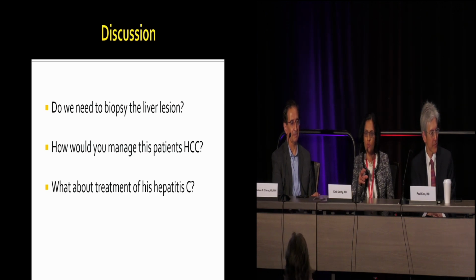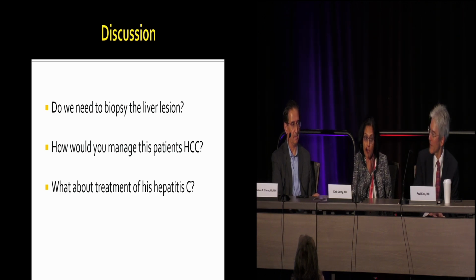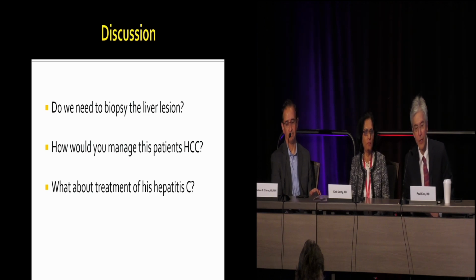This patient falls within what we call the Milan criteria, which prioritizes them for liver transplant, but that is probably something that can be kept in reserve. So this is a patient who probably should be evaluated by a liver surgeon for hepatic resection. What do you think, Paul? Yeah, I agree. I agree completely.